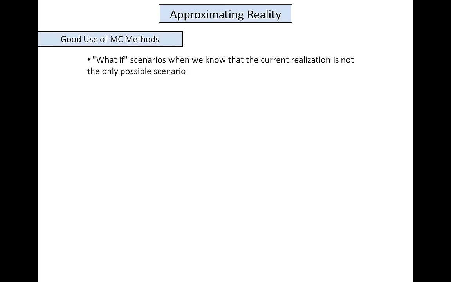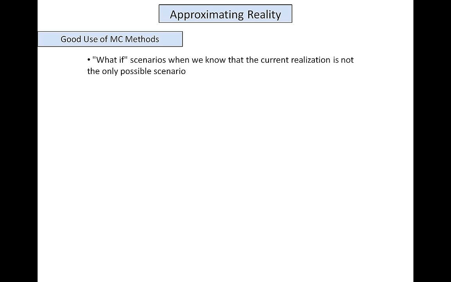Another sort of segue in Monte Carlo methods is trying to approximate reality. That is, trying to get a hold of what it is that we see around us. An example of a good use of Monte Carlo methods when we're trying to approximate reality is using what-if scenarios. That is, when we know that the current realization is not the only possible scenario.